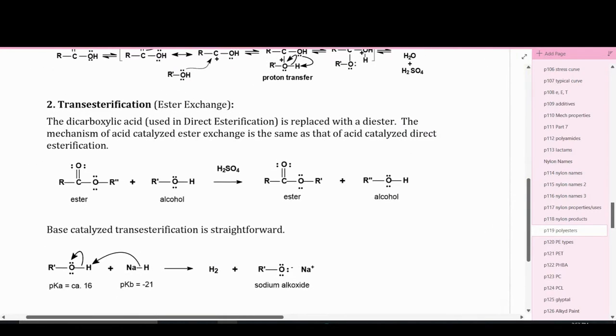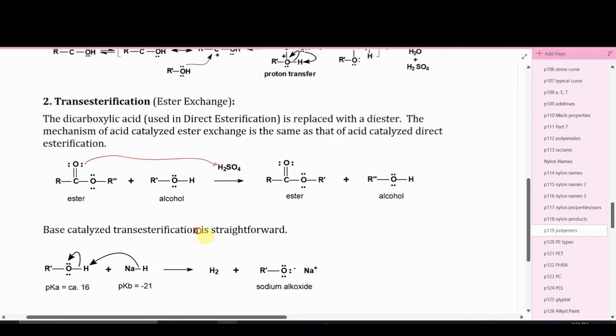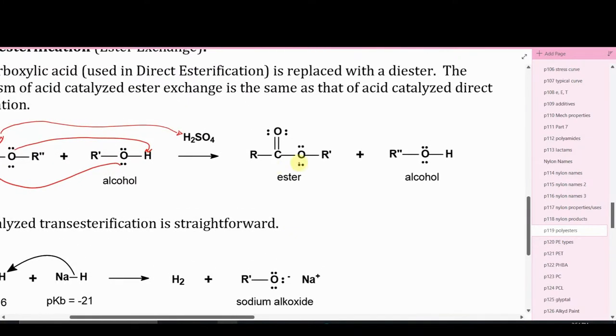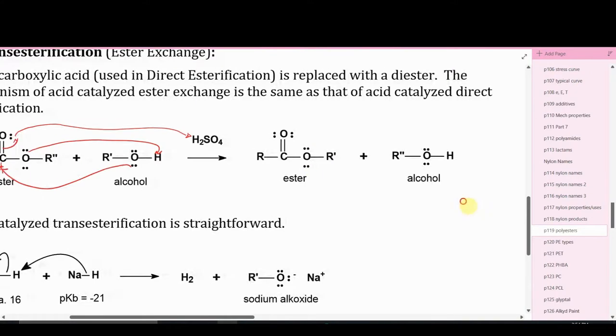Now, transesterification, also called ester exchange, goes by exactly the same process as that, except we start with an ester rather than a carboxylic acid. So once again, it would have to protonate our weakly basic carbonyl in the ester, and then that will create a carbocation to which even a weak nucleophile like an alcohol could add. Then ultimately there'll be a proton transfer to the old OR group that becomes the leaving group. The same process as above, giving us an ester with a new OR group and an alcohol byproduct.